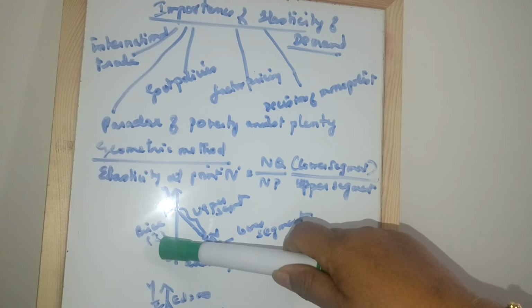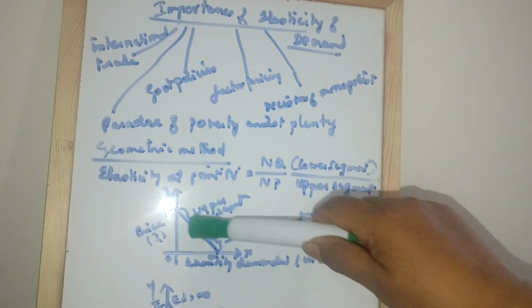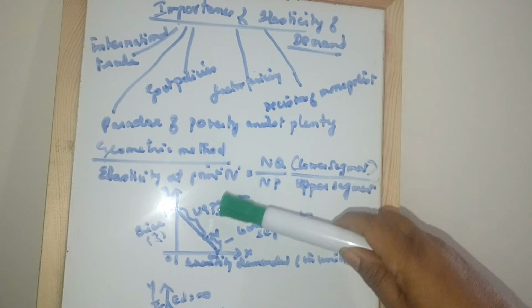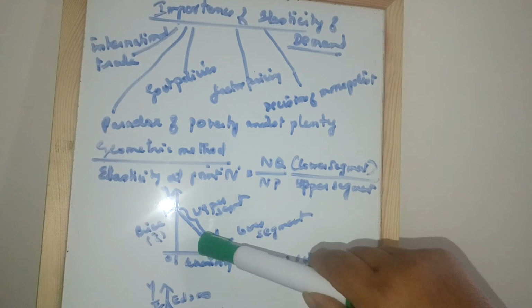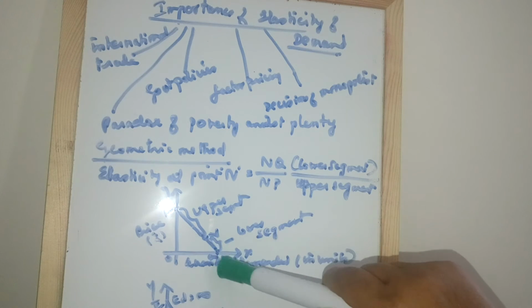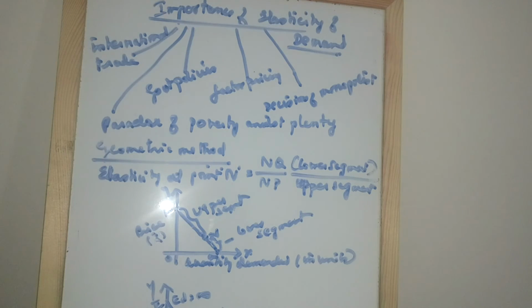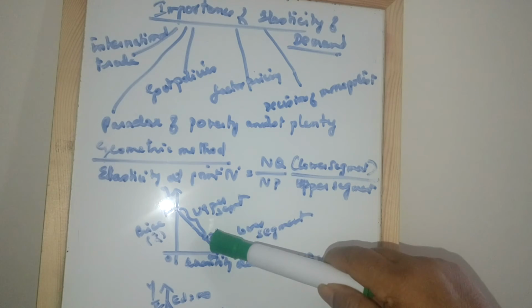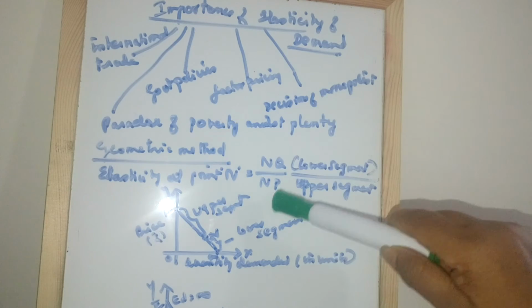Here you find on the y-axis price is marked and the x-axis represents quantity demanded, and this is a demand curve, and this is a point N. So to find the elasticity of demand, you use the formula: elasticity of demand at point N is equal to NQ, that is the lower segment, divided by NP, the upper segment. So based on this, you can identify the elasticity of demand.